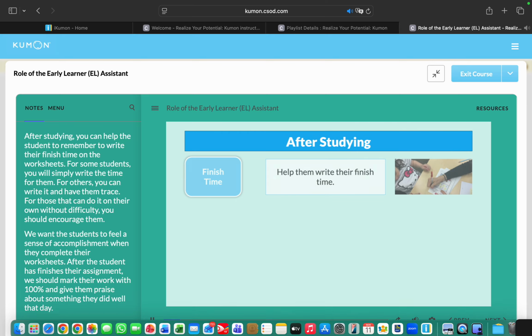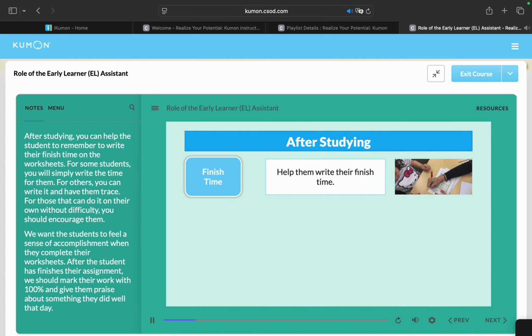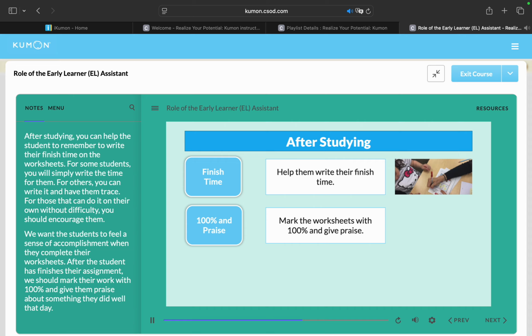After studying, you can help the student to remember to write their finish time on the worksheets. For some students, you will simply write the time for them. For others, you can write it and have them trace it. For those that can do it on their own without difficulty, you should encourage them. We want the students to feel a sense of accomplishment when they complete their worksheets. After the student has finished their assignment, we should mark their work with 100% and give them praise about something that they did well that day.